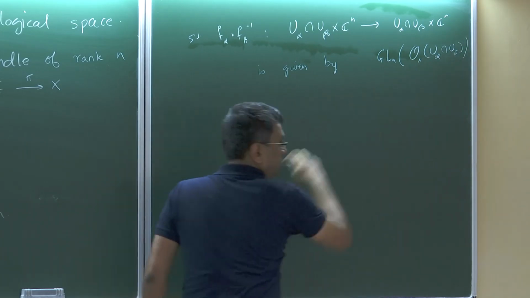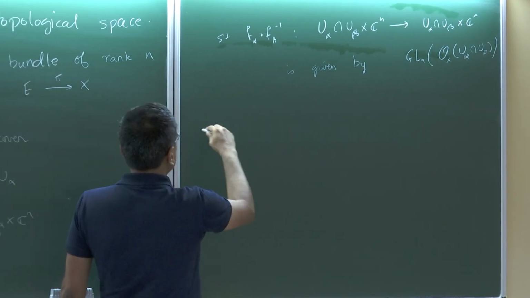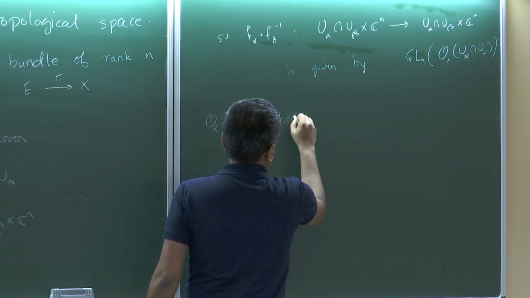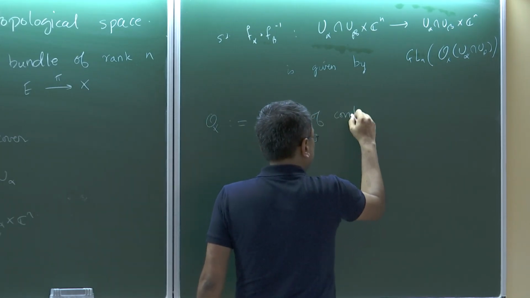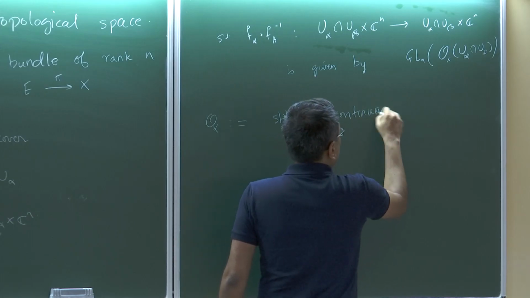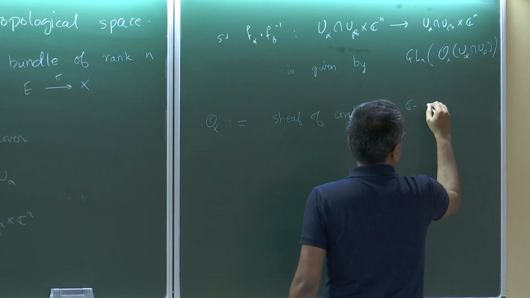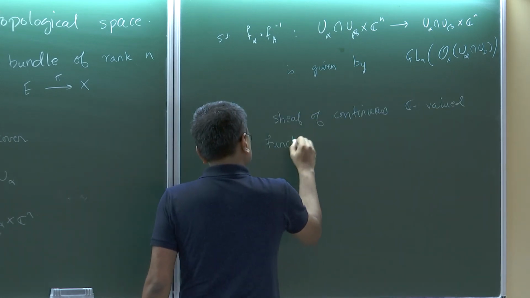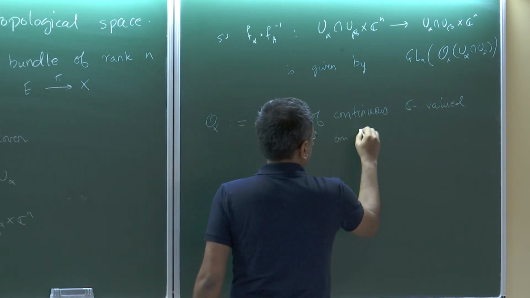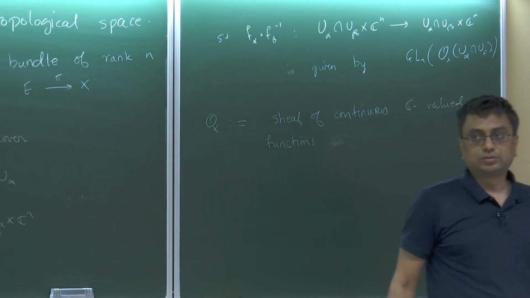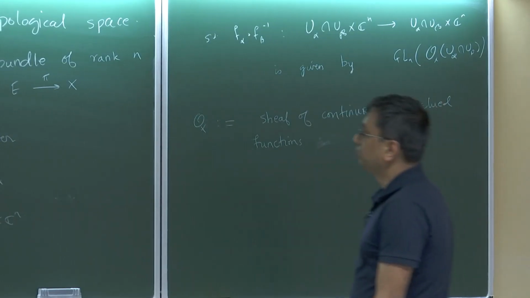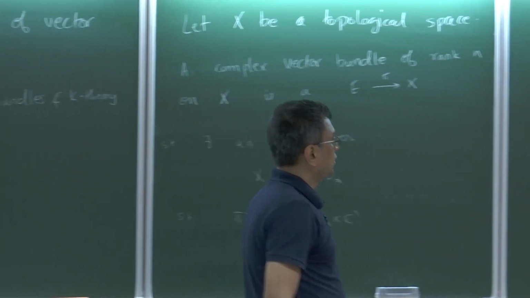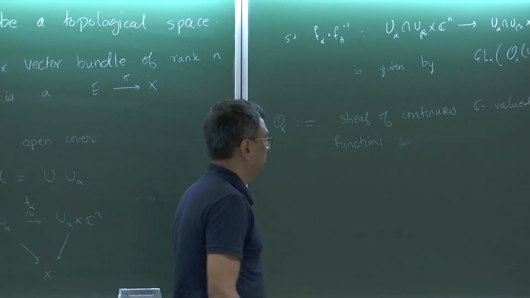Let me just say something more about that notation. O_X will denote the sheaf of continuous complex valued functions on X. So this is what a vector bundle is, and something that we need later on, but not right now. Maybe in the discussion session we can discuss this.